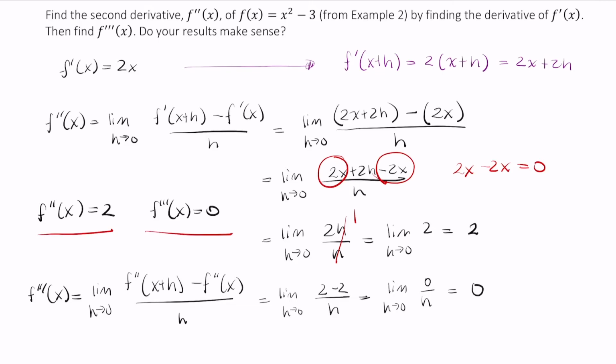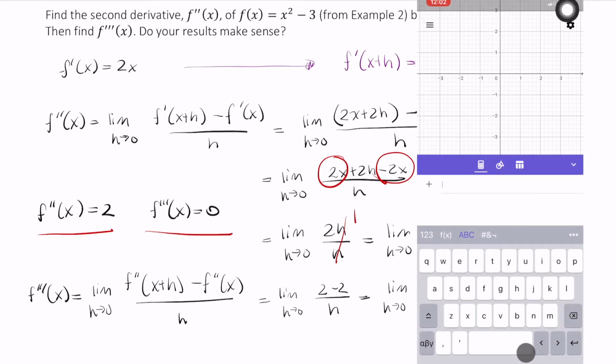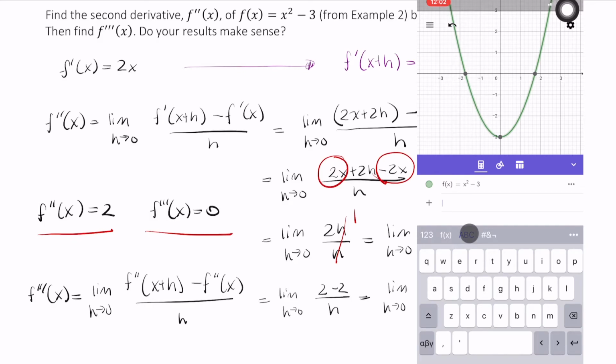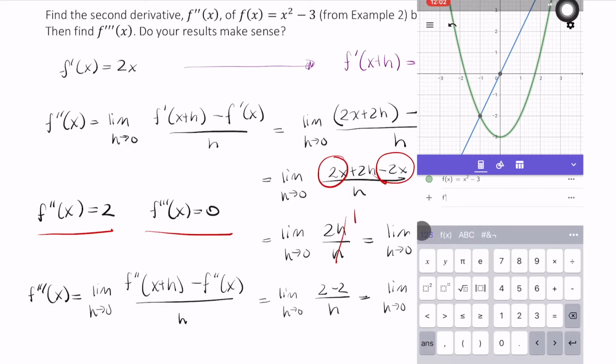Now let's double check if our answers make sense. In order to verify whether or not our answers make sense, open up GeoGebra on your calculator. And we're going to verify these graphically by discussing the interpretation of what a derivative actually is. So you're going to want to type in f of x equals x squared minus 3. That's our original function. And then let's type in f prime of x.